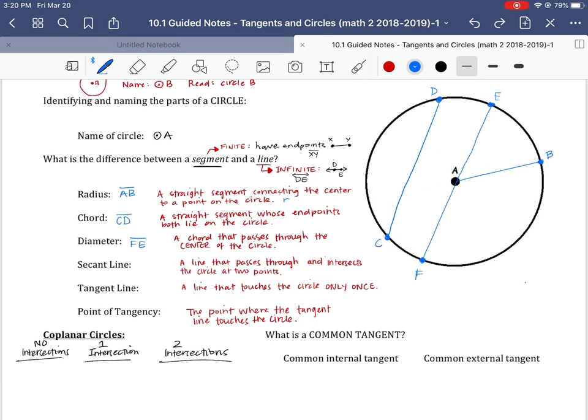Okay, the last 3 are maybe more new. The secant line, this is a line that passes through and intersects the circle at 2 points. So again, this one is a line. It's going to just pass right through the circle. I'm going to use red just so maybe it looks less confusing. But again, it's just going to cut right through the circle. Pretend that's a straight line.